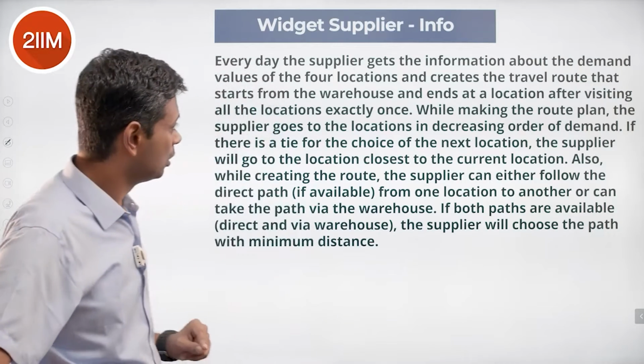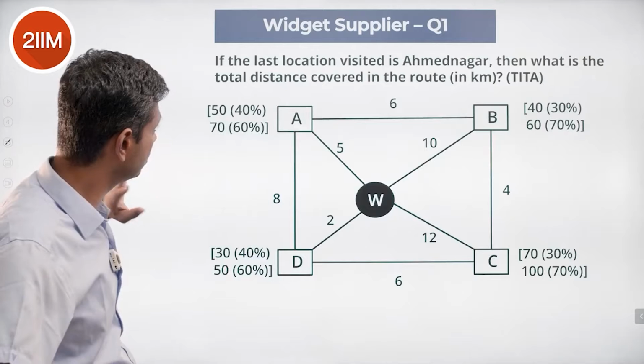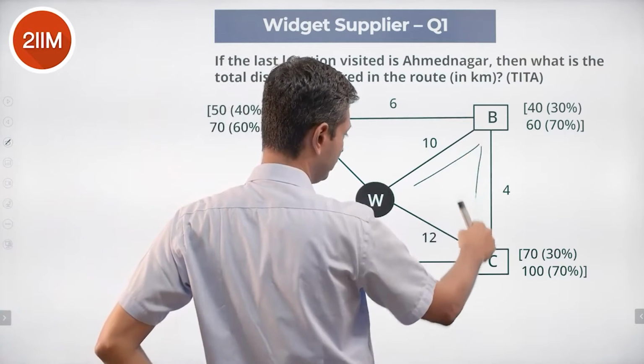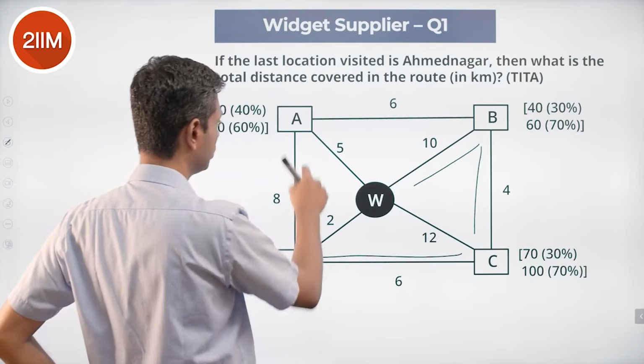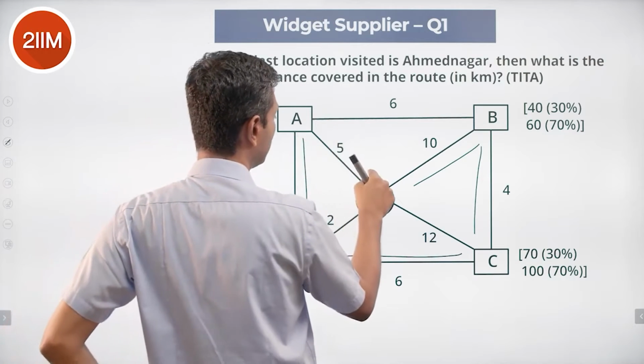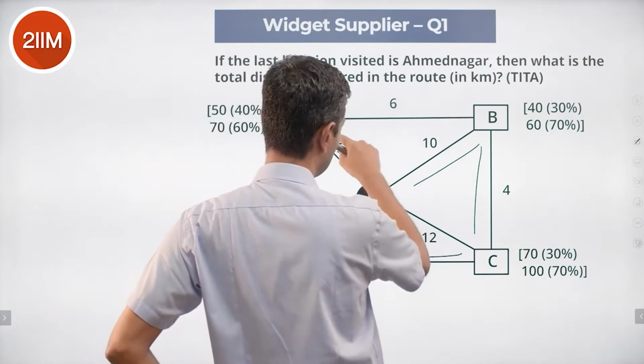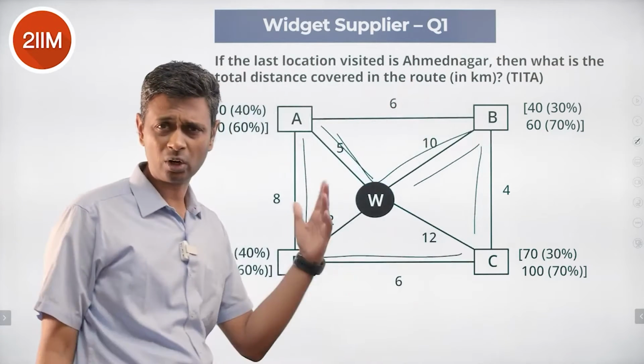Nice. So, let's look at this. From here, I can go to B. I can go to C, I can go to D, I can go to A. I can go from W to A and W to A to B. That's allowed. So all combinations are allowed.